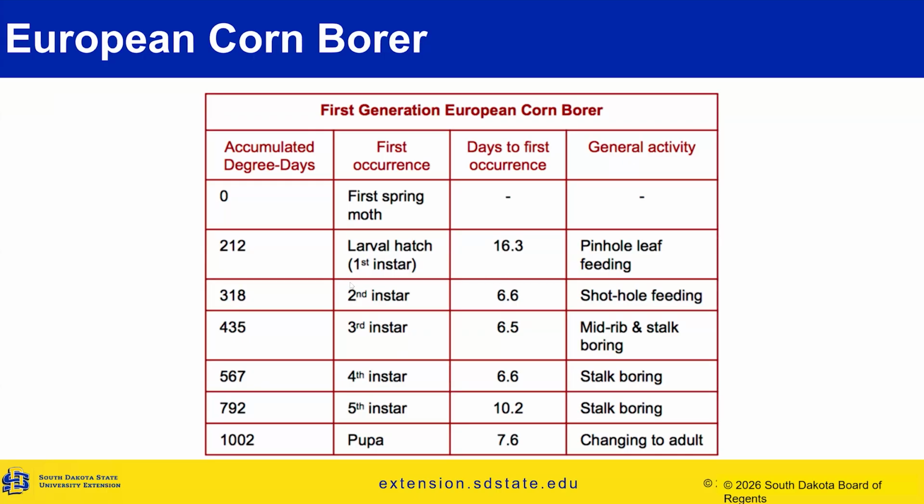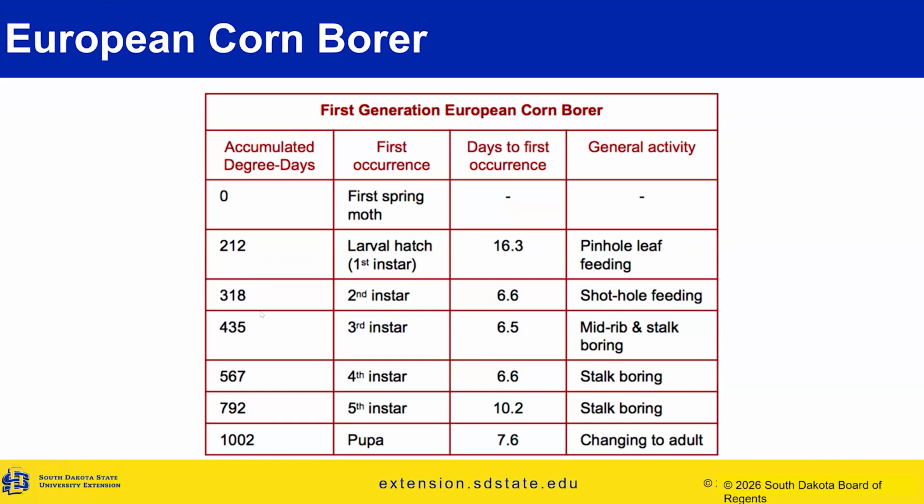What we see is that at zero, we had no accumulated degree days. We caught the first moth. Once the moth is captured, we start calculating. And so when we get to 212 degree days, that means the eggs are hatching, the larvae are active, and you start to get that pinhole, or you're going to get that window pane injury.